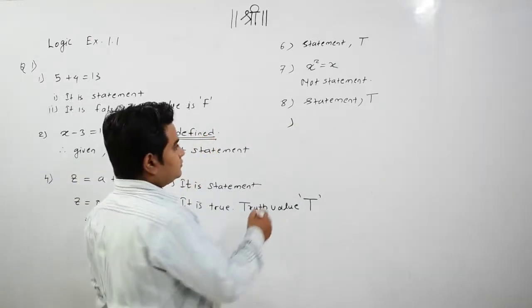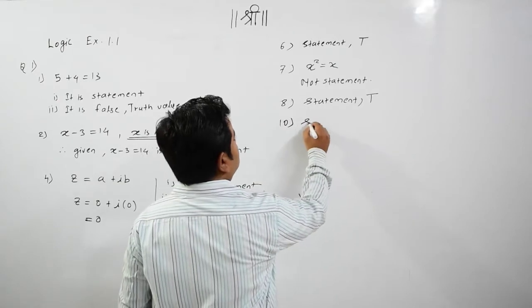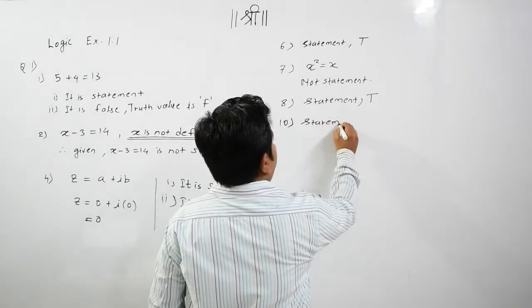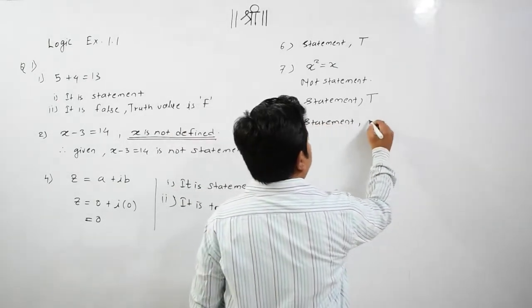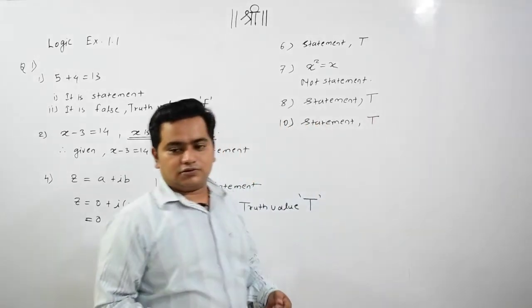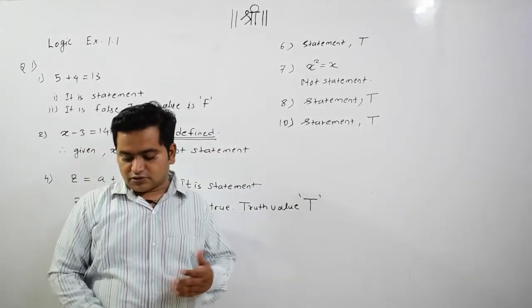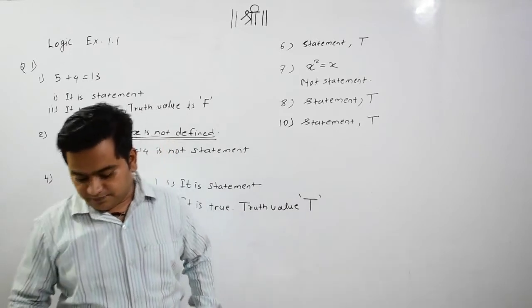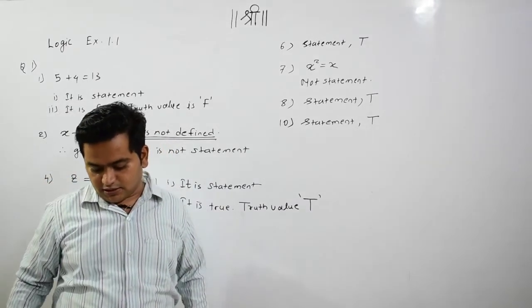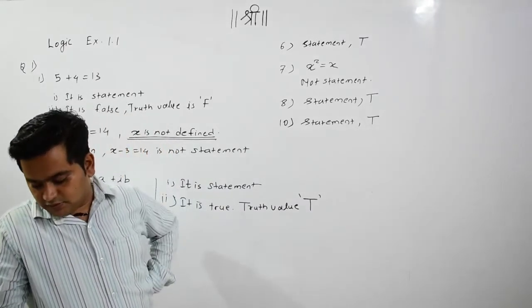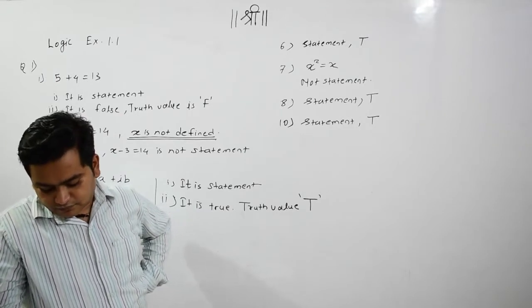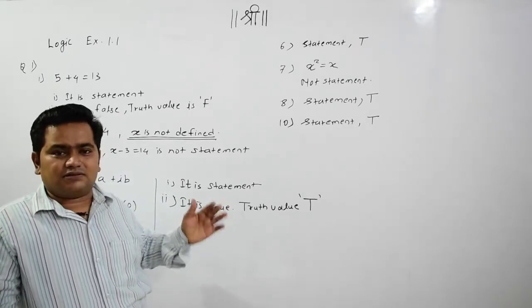So again, question number 10. The 10th one is a statement, plus it is true. Okay, its truth value is true. So as you can solve all the remaining, there is another interesting pattern. Okay, so as you can see, these statements mean what?